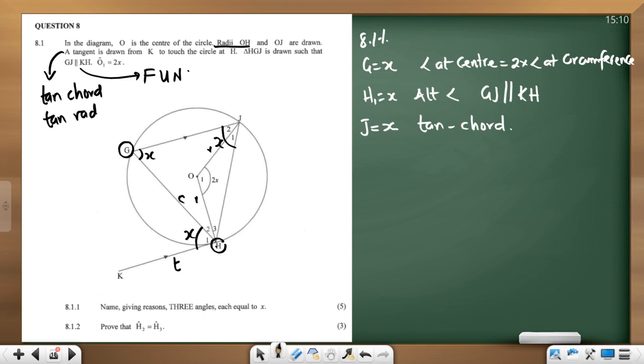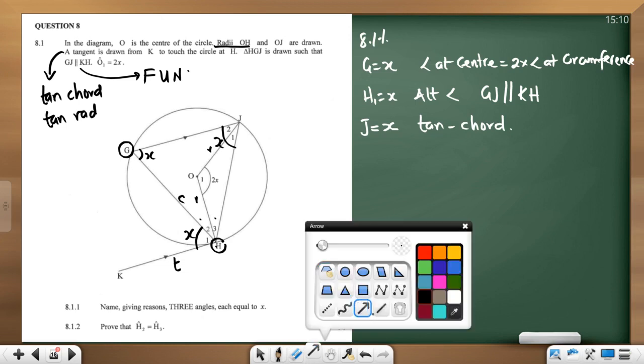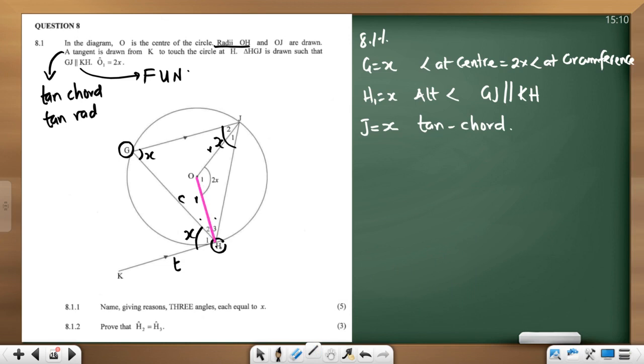Proof that H2 is equal to H3. These two tiny angles there. Let's see something here. I'm just going to pronounce some lines more. That's a radius, and that's a tangent. Lovely. It means this whole angle is 90 degrees, radius and tangent. It means my H2 will then be 90 minus X.